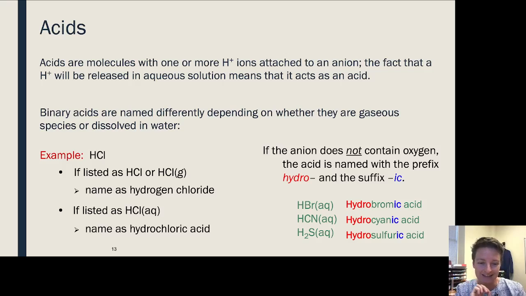HCN, we'll see in a second that CN- is a polyatomic ion called cyanide, so that would become hydrocyanic acid. And then last but not least, H2S would be hydrosulfuric acid.